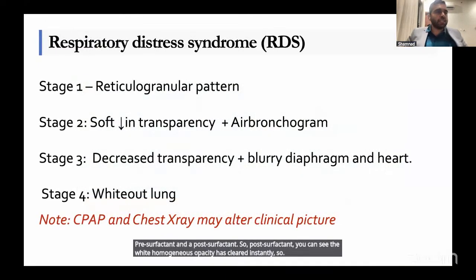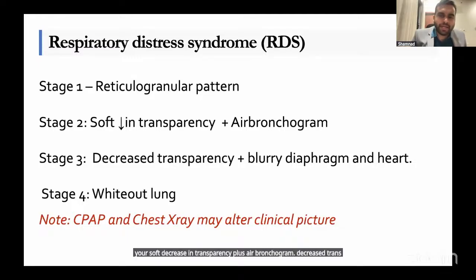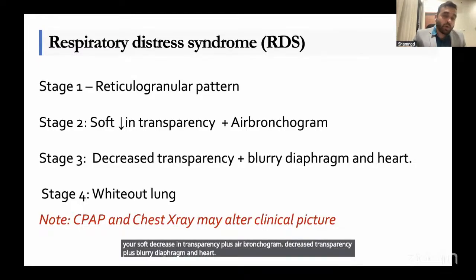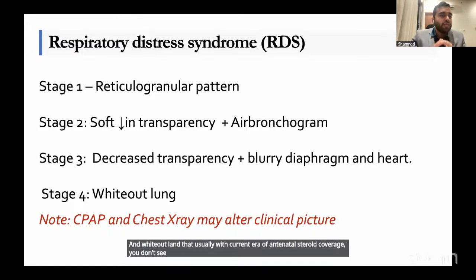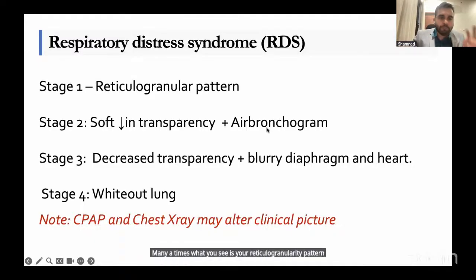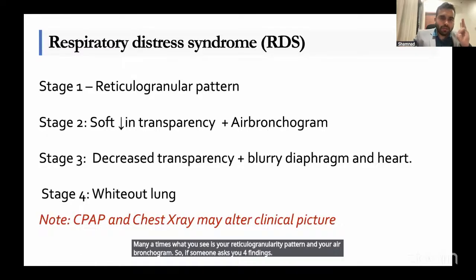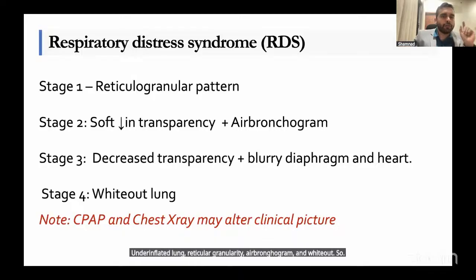So these are the stages of your findings in your RDS, where you see reticulogranular pattern, decrease in transparency plus air bronchogram, decreased transparency plus blurry diaphragm and heart, and whiteout lung. With the current era of antenatal steroid coverage, you don't see much of whiteout lung. Many a times what you see is your reticulogranularity pattern and your air bronchogram. So if someone asks you four findings: underinflated lung, reticulogranularity, air bronchogram, and whiteout. So that constitutes your RDS.